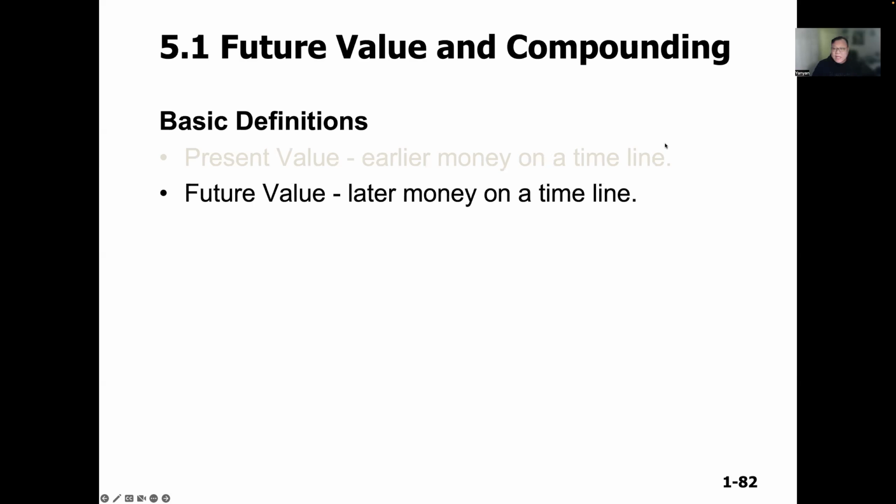So if now I have $100, I deposit it into the bank, and I earn interest of 5%, then at the end of the first year, I'm going to have more money because of the interest. So the present value would be 100, and then the future value would be the 100 plus the interest I earned. So the present value is the earlier money on a timeline, and the future value is the later money on the timeline.